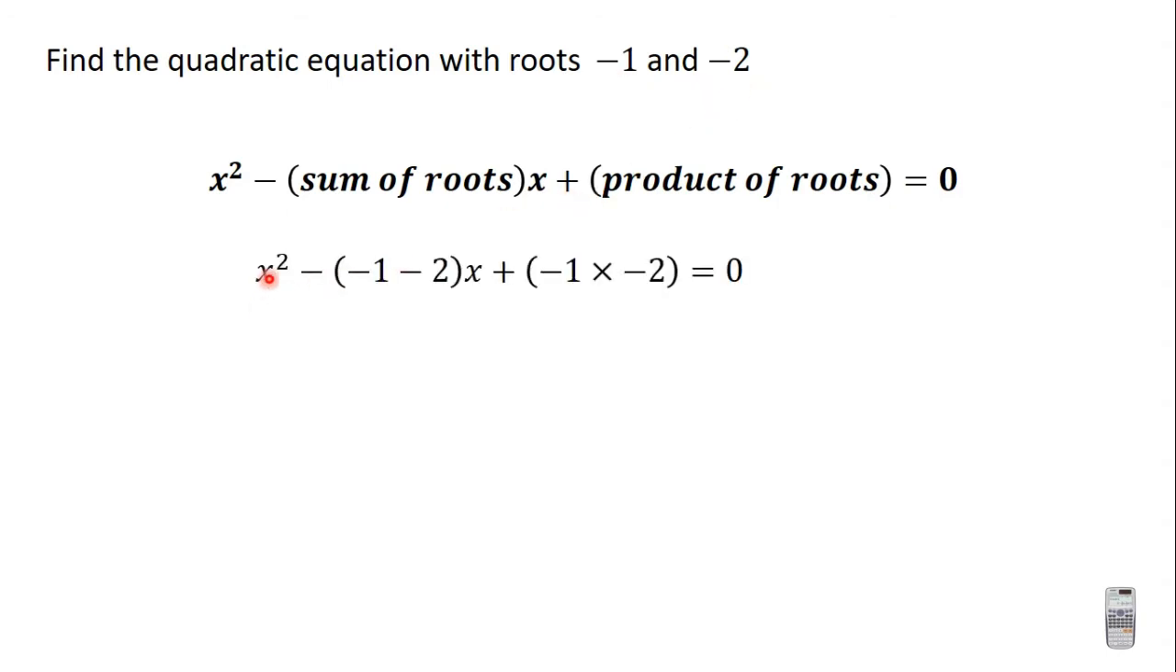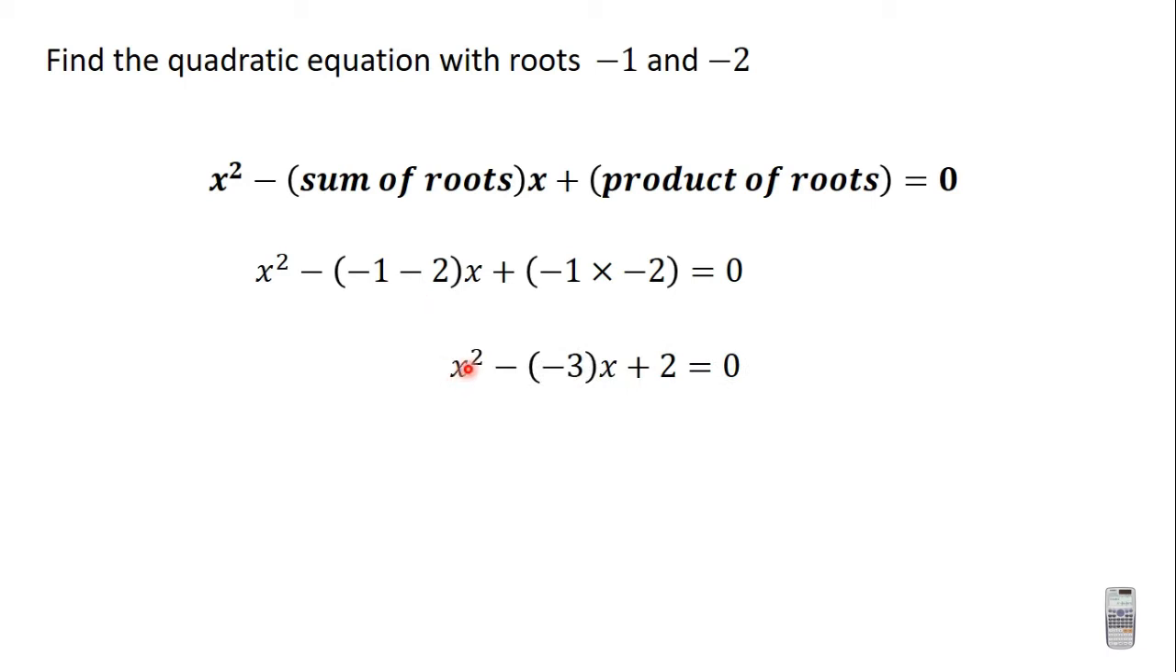So you have x squared minus sum of roots. So you add -1 to -2. -1 plus -2 is written as -1 minus 2. So we have -1 minus 2x plus product of roots. So you multiply the roots. -1 times -2, and this is equal to 0. -1 minus 2 will give us -3.